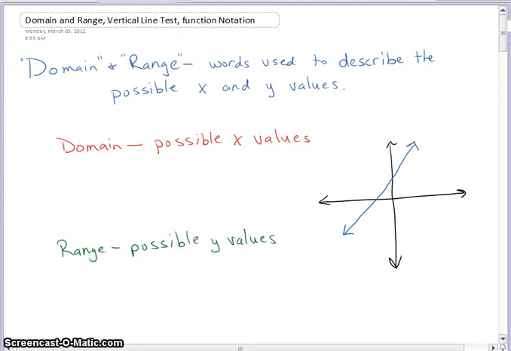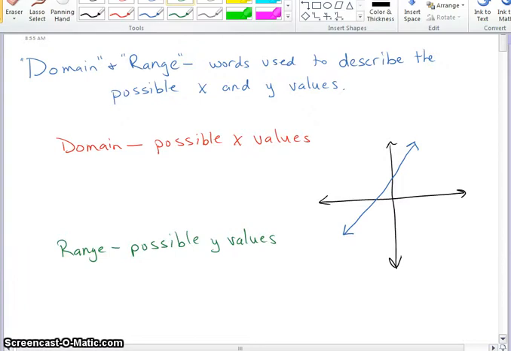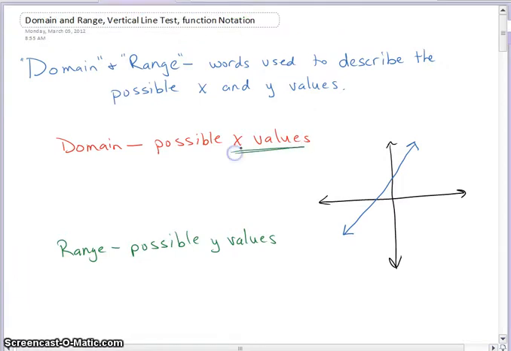The domain and range are words that are used to describe all of the x and y values that are possible. So, if I'm looking at the domain, I'm thinking about what are the possible x values. For this graph, I'm thinking, could x be negative 10? Yeah, because if I go down, eventually this blue line will hit negative 10. Could it be negative 9? Could it be negative 11? This arrow down here indicates that the line will continue on and on and on forever and ever and ever.